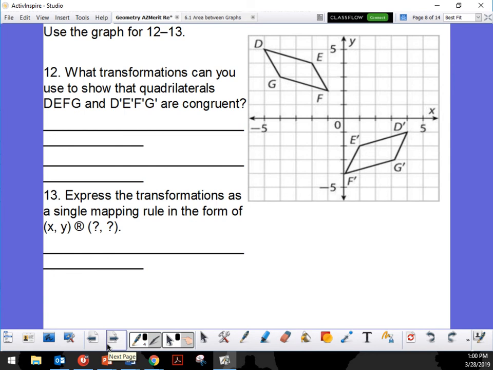Use a graph. What transformation can you use to show that quadrilaterals D, E, F, G and D prime, E prime, F, G are congruent? A 180 rotation. Let's see. So I'm trying to put a different color. She write that.